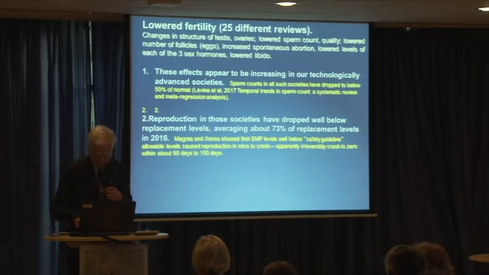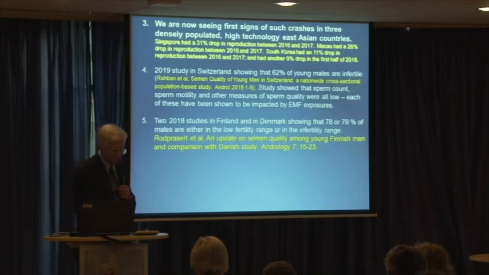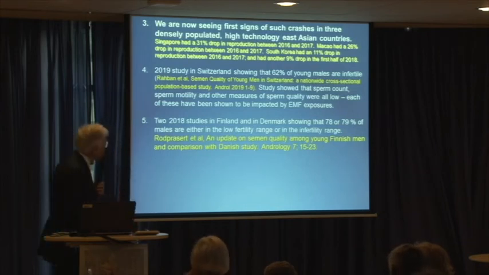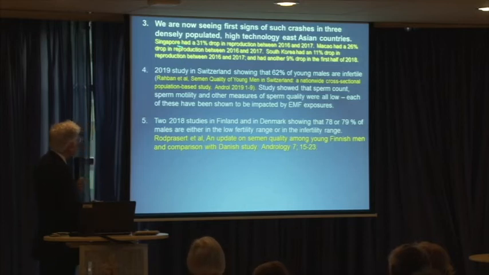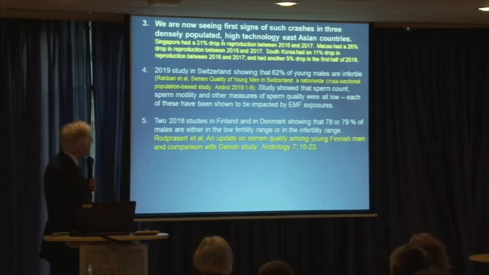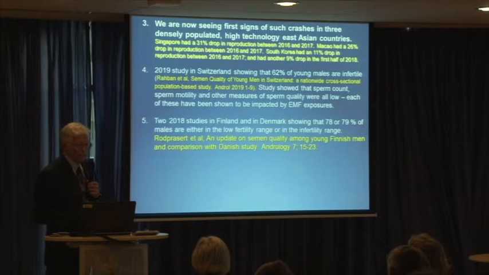So the question is, are we seeing any evidence for these kinds of things in human populations? And I think we are. There are big effects that we're seeing now in 3 densely populated, high technology East Asian countries. These are effects on reproduction. These are not measured on the sperm, but there are also more recent studies in Switzerland and Finland and Denmark, so here in Europe, where there are massive effects on male fertility.